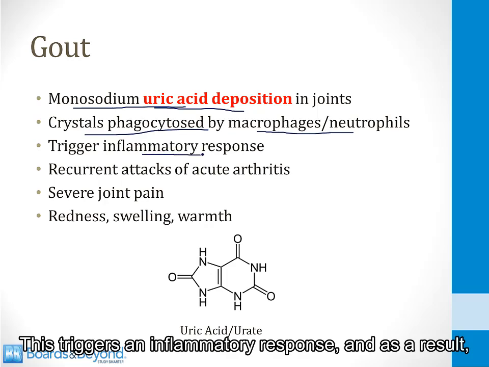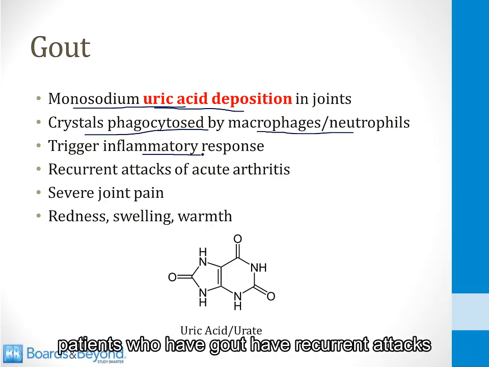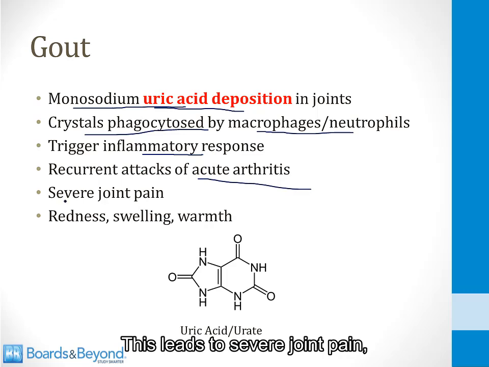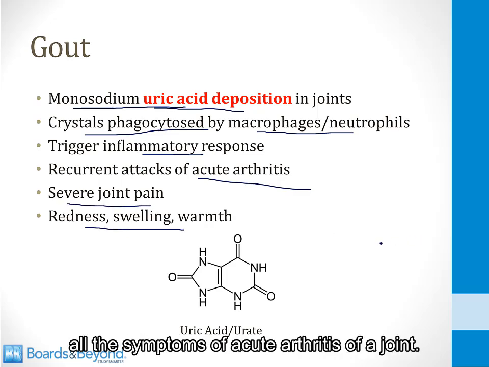This triggers an inflammatory response, and as a result, patients who have gout have recurrent attacks of acute arthritis when the uric acid crystals deposit. This leads to severe joint pain, redness, swelling, and warmth, all the symptoms of acute arthritis of a joint.